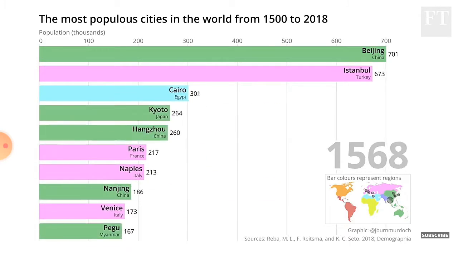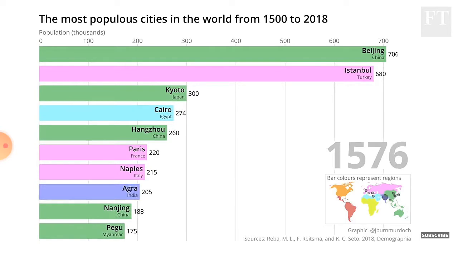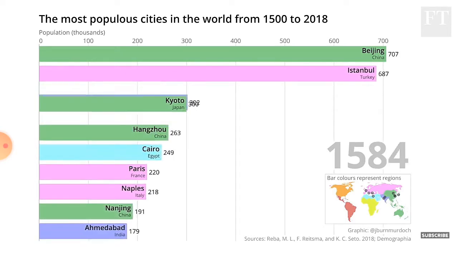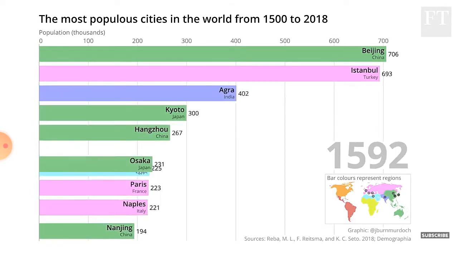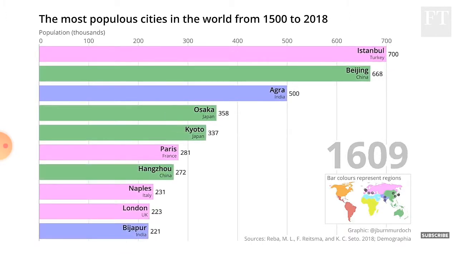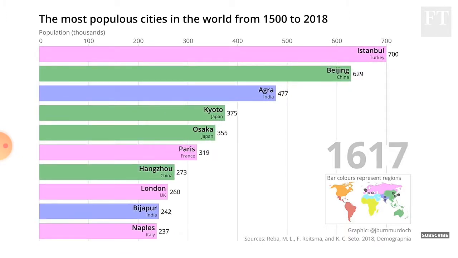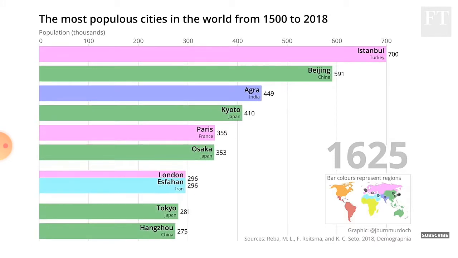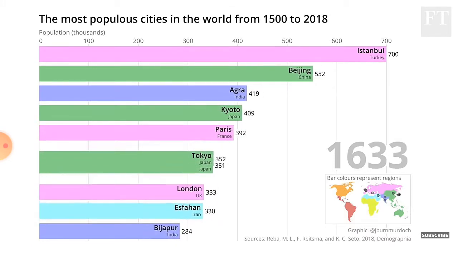As that century went on, Beijing went from being the largest city in the world to being encroached upon by Istanbul, which then took the lead around 1600. India and China again are dominating here, but note how Paris, London and Naples joined the ranks as other major European cities.